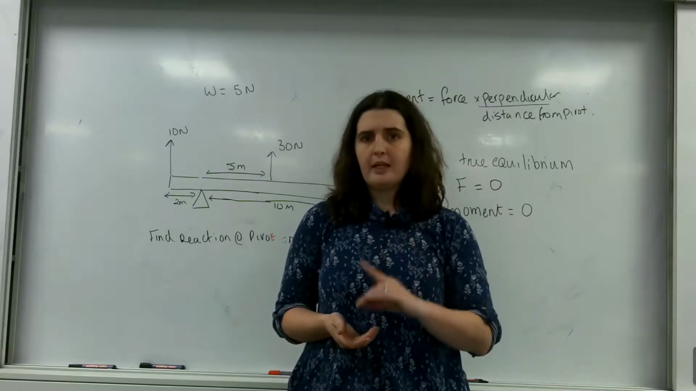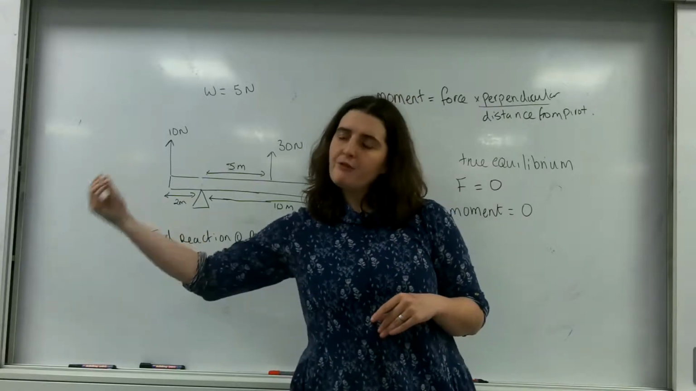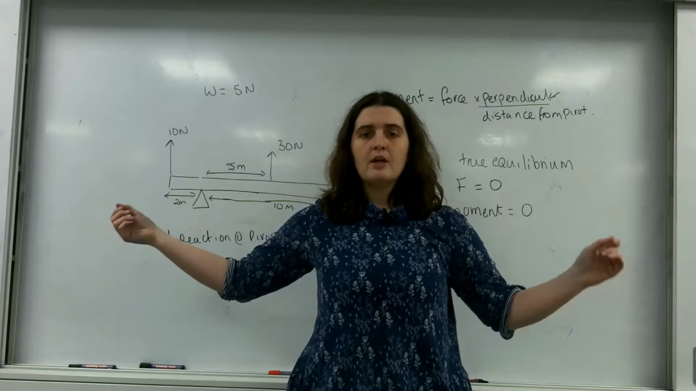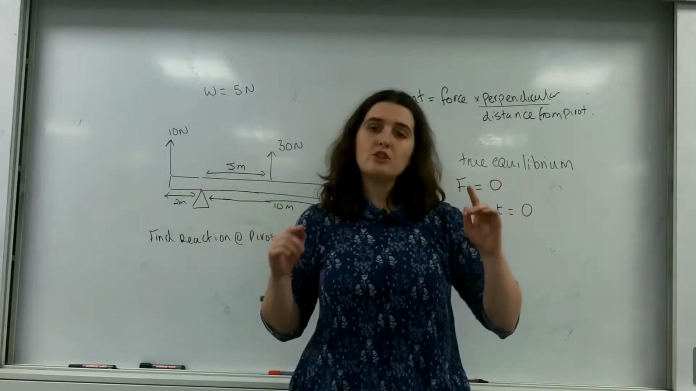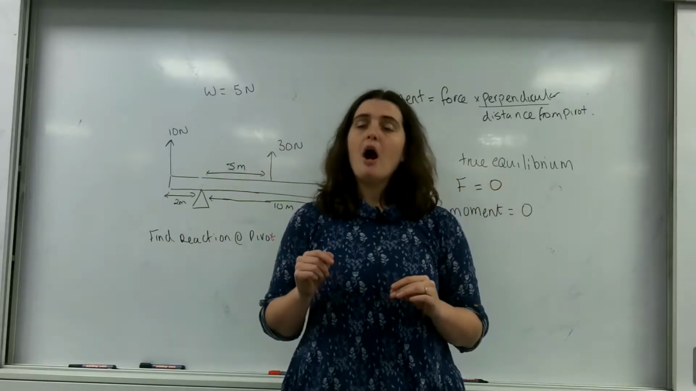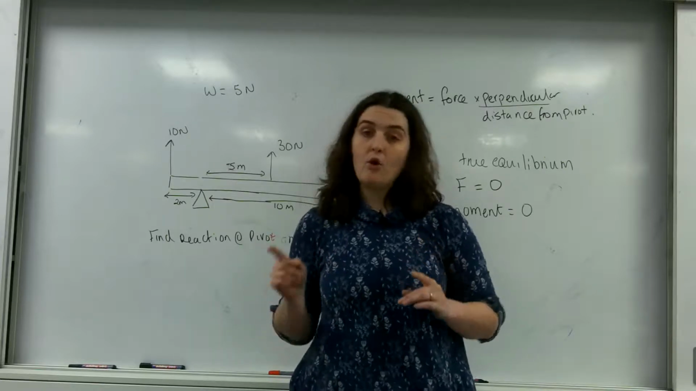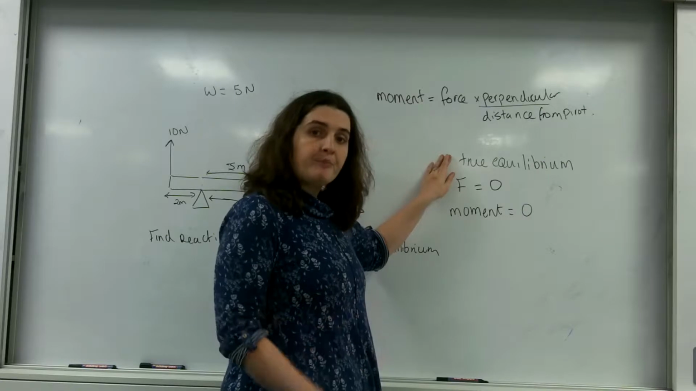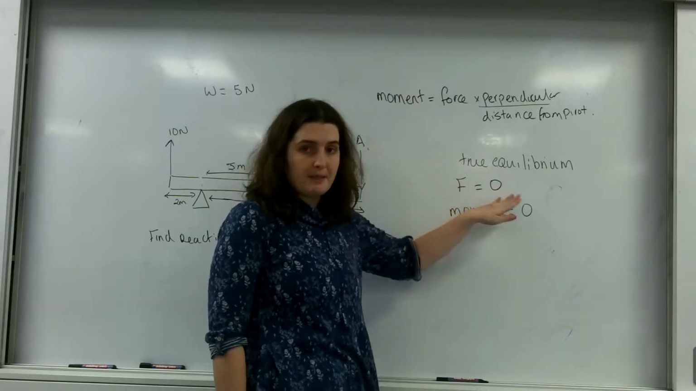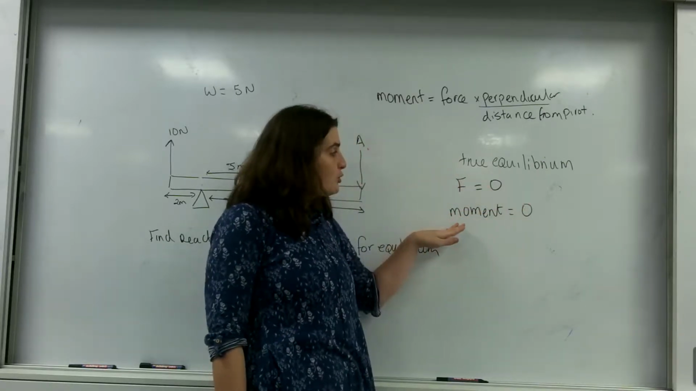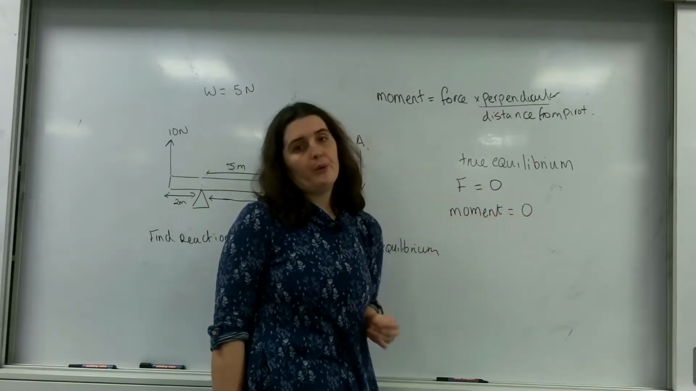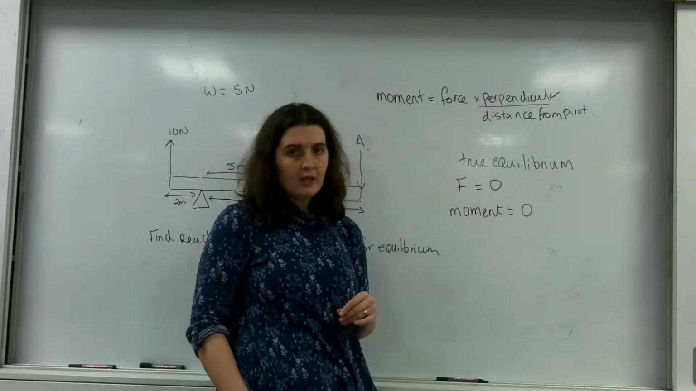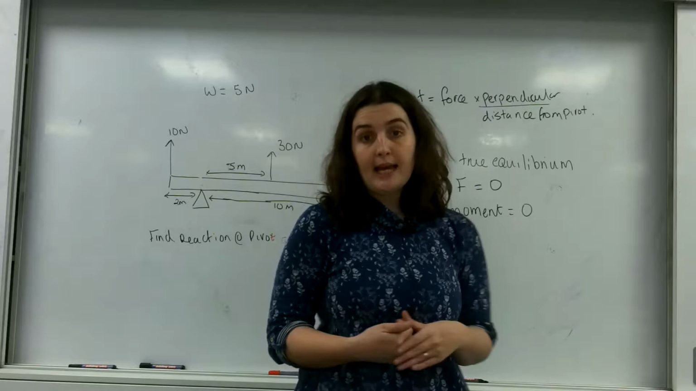For true equilibrium, not only are my forces to be balanced, but my turning effect also needs to be balanced too. I must not be spinning clockwise or anti-clockwise. So for true equilibrium, my resultant force must be 0, but my resultant moment must also be 0. I've got an example question here.